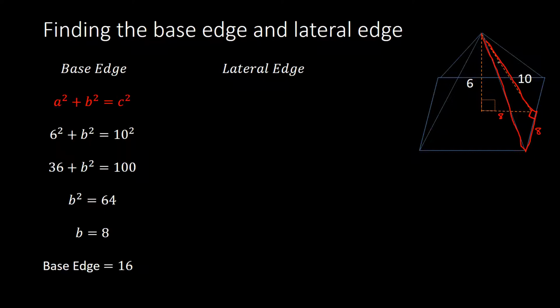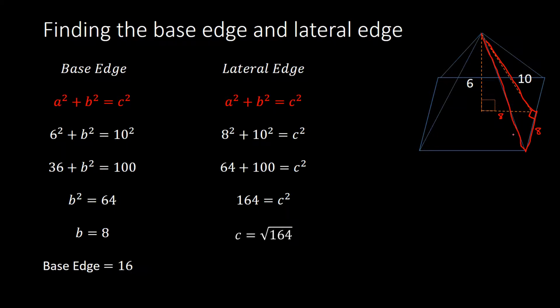And notice we have a right triangle, where the lateral edge is your hypotenuse. And so I can solve this by using Pythagorean theorem again, where now I have 8 squared plus 10 squared equals c squared. And that would give me 64 plus 100, which would be 164. Take the square root of both sides. I get c equaling the square root of 164. And if I take the square root, I would get 12.8 for the length of that lateral edge.